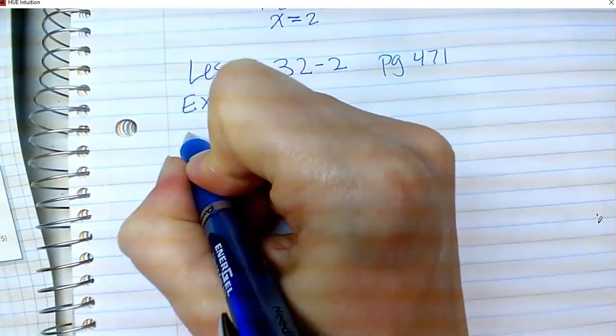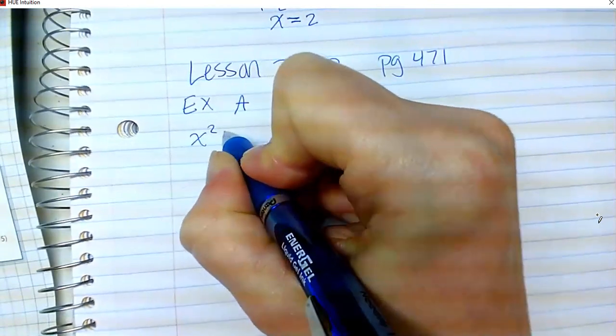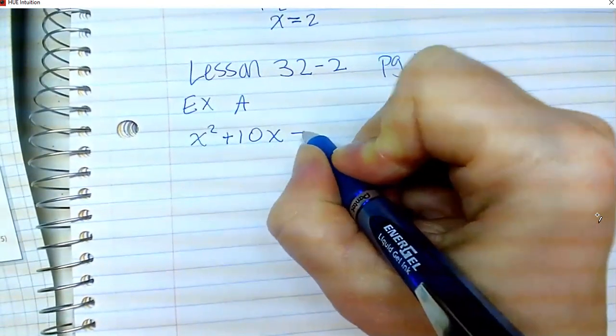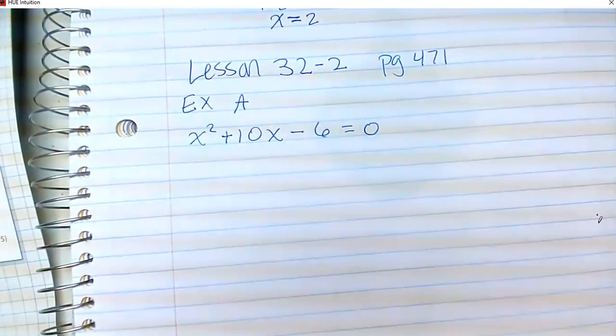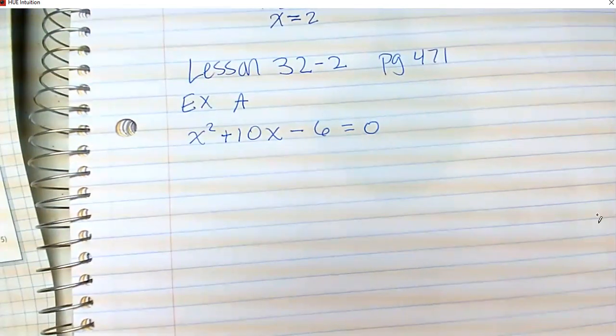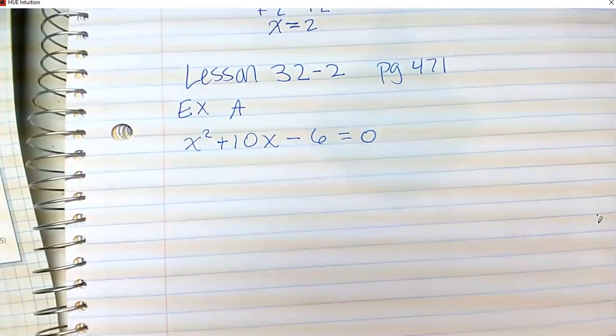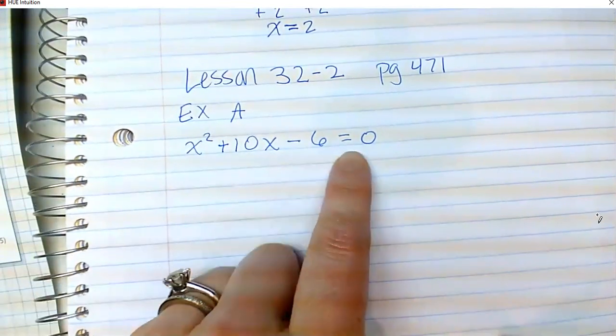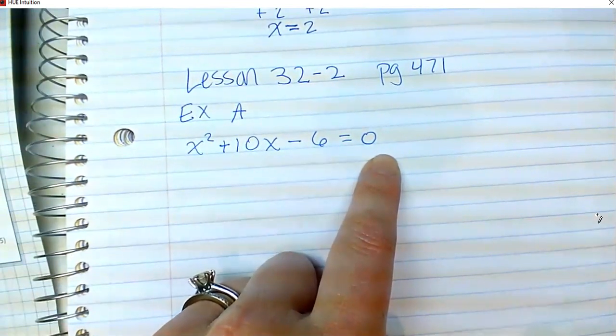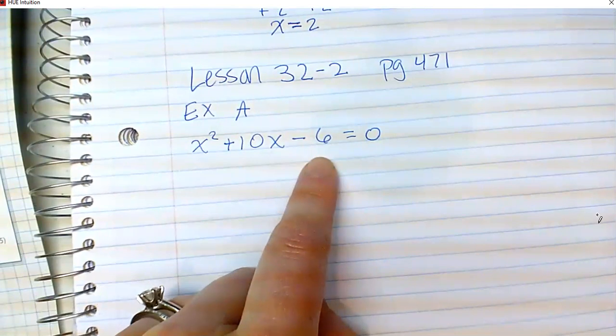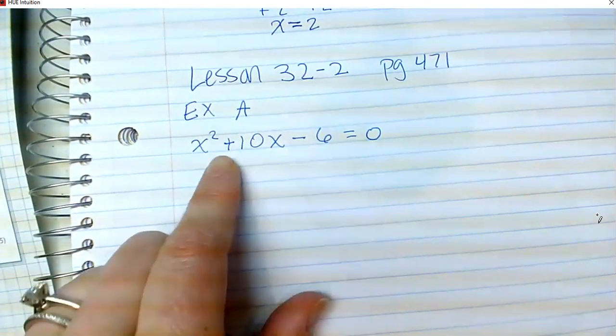All right, so it tells us to solve, this is example A, the quadratic x squared plus 10x minus 6 equals 0. It tells us to solve it by completing the square, okay? So if I just look at my quadratic, I've got it set equal to 0 right here, but this one is not a perfect square trinomial. It's not a perfect square trinomial.